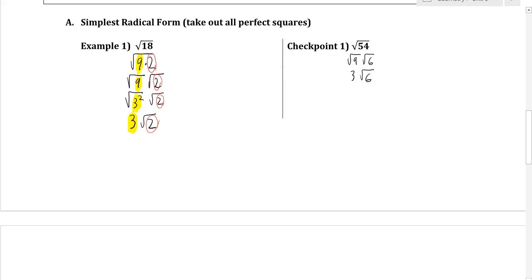We know that square root of 6 doesn't reduce any farther. 6 isn't one of our perfect squares, so we could break it down into the square root of 2 and the square root of 3, but we couldn't do anything with that, so then we'd have to multiply it back together to get the square root of 6 anyways. And so you just leave it. It's 3 square roots of 6.